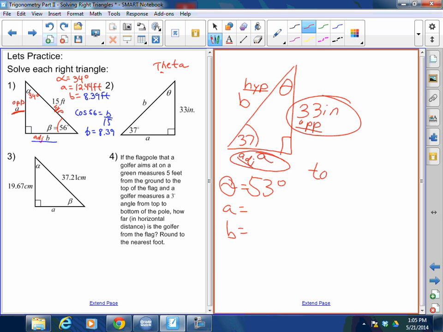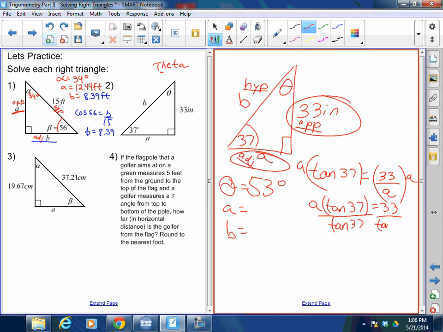Tangent. Thank you. So the tangent of 37 equals opposite over adjacent. So let's do this. We got to solve for A first. So I'm going to multiply A to both sides. So I got A times the tangent of 37 equals 33. To solve for A, let's divide by the tangent of 37 to both sides. A will now equal 33 divided by the tangent of 37, which equals 43.79. That's rounded to the hundredths.